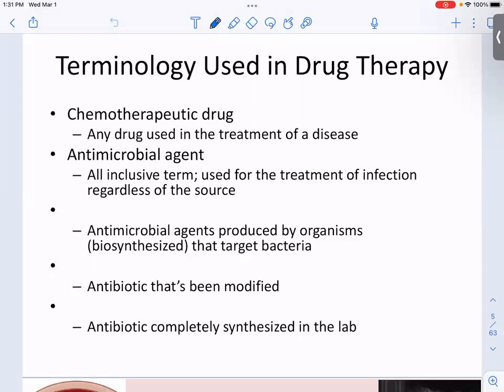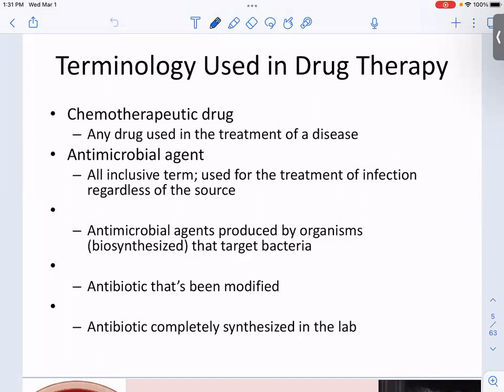So now we'll talk about using drugs. That's another big step in fighting infectious disease. Eventually, we'll talk about vaccines as well. We have to understand some things about immunology before that will make sense. So eventually we'll get to that.